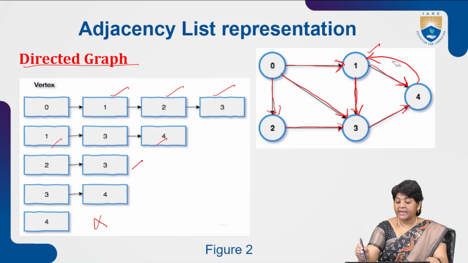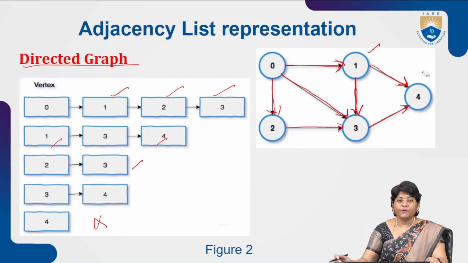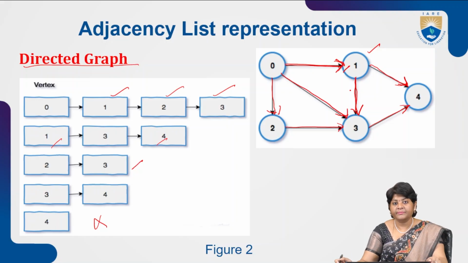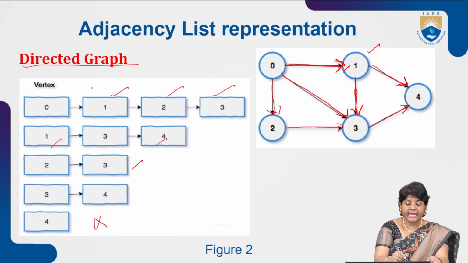Since this is a directed graph, we will check only the out edge, projecting from the present vertex to the next vertex. If it has the connection, then we will mark it as a neighbor vertex. Otherwise, it is not a neighbor vertex. This is an adjacency list for a directed graph.